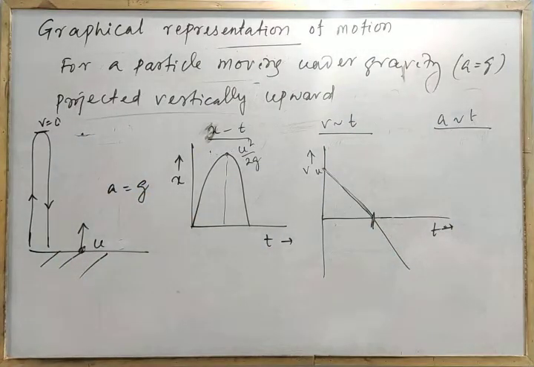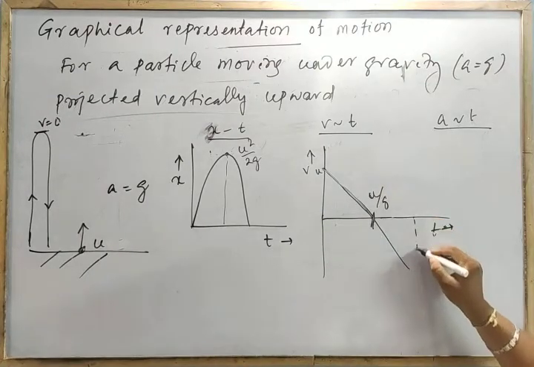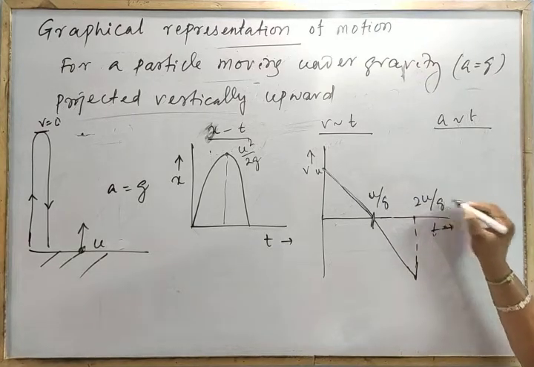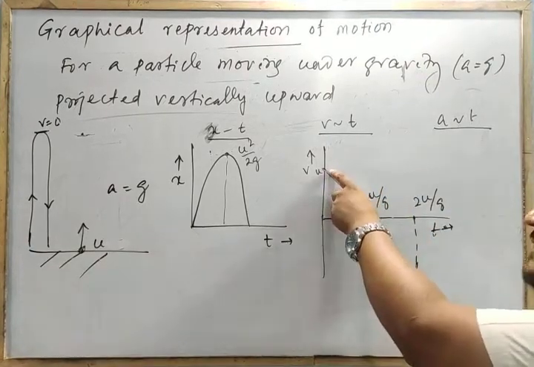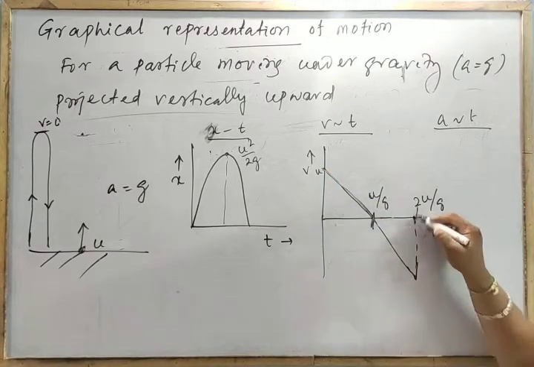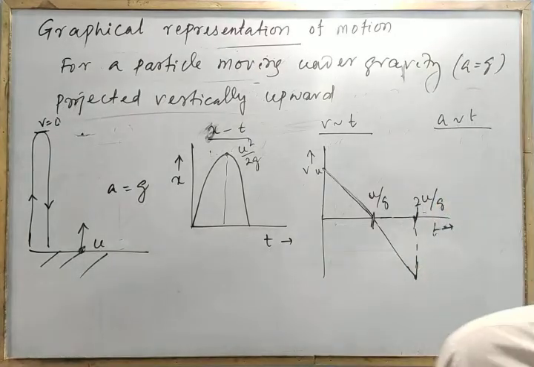What is the time of ascent formula? This value must be u by g. Then considering the whole time, it is 2u by g. Time of ascent plus time of descent is the total time of flight. So the time of flight is 2u by g. Think about this. I am drawing this very fast.